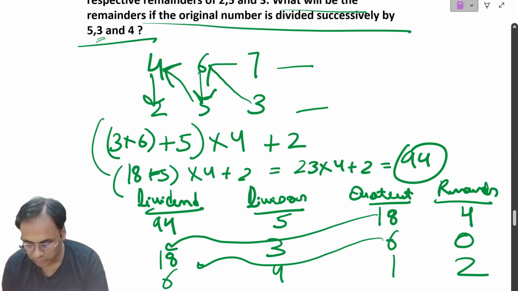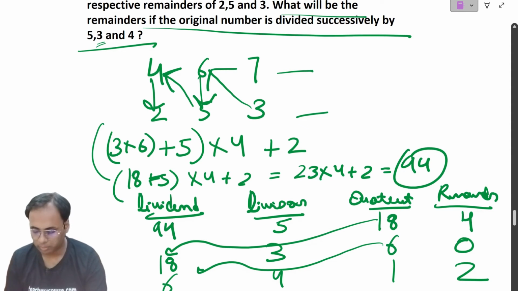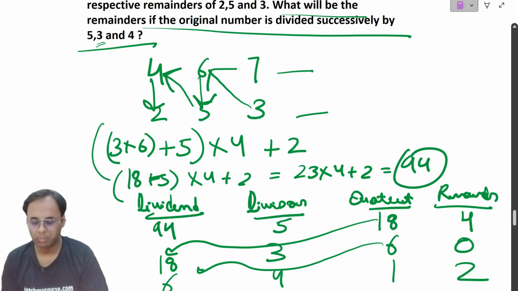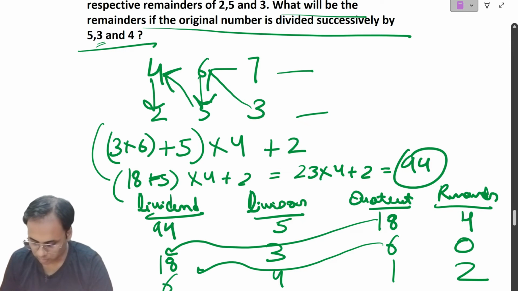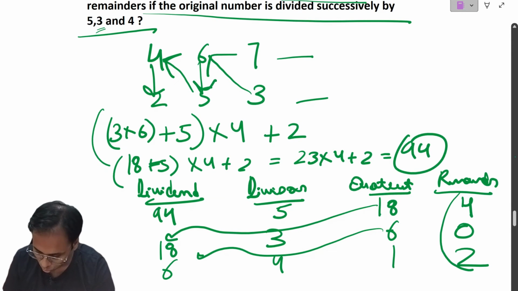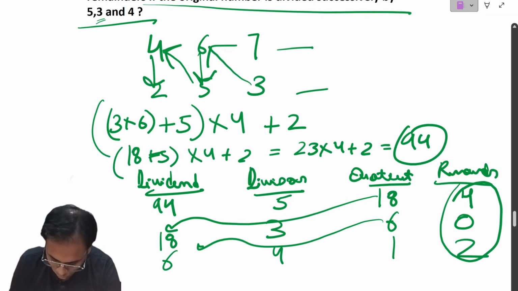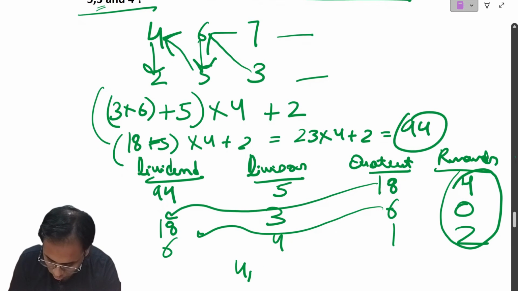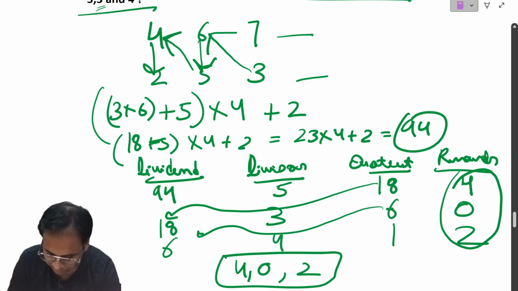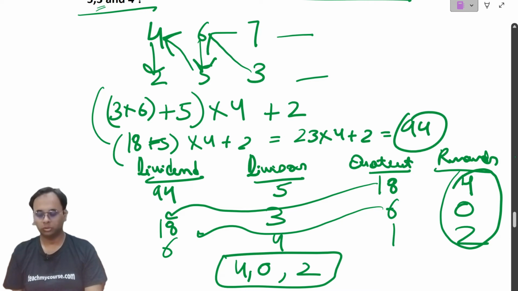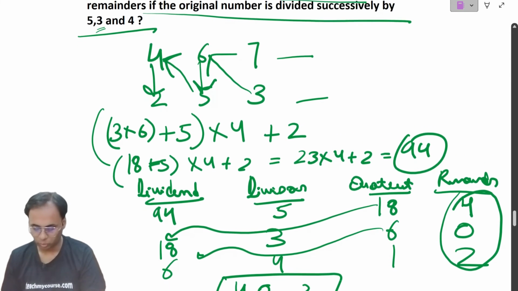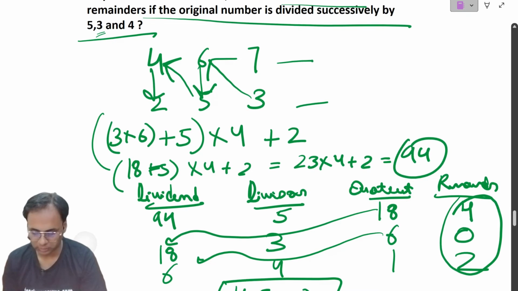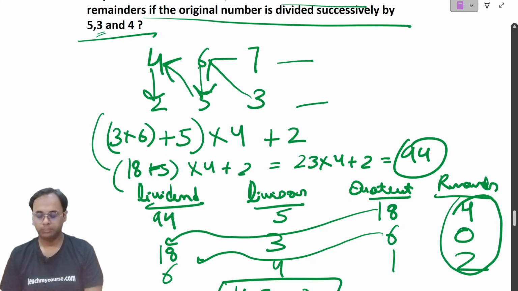The question is asking what will be the remainders if the original number is divided successively by 5, 3 and 4. So the remainders are 4, comma 0, comma 2. So 4, 0 and 2 is the answer. These are the remainders obtained when the original number 94 is divided successively by 5, 3 and 4.